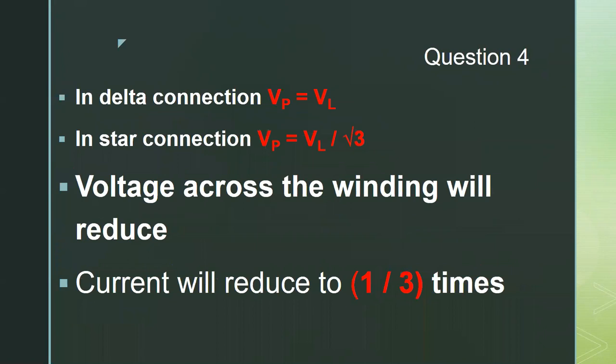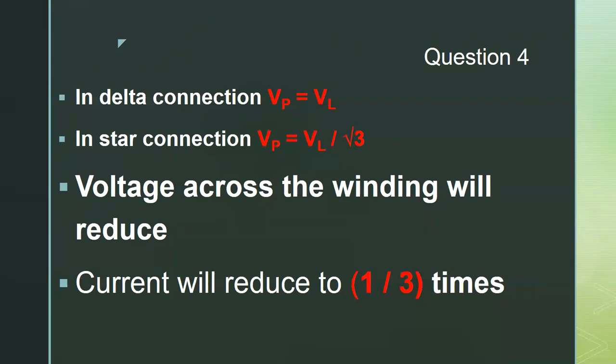So when you're taking the delta connection, what is the phase voltage and line voltage? In delta connection, phase and line voltage are the same. In star connection, phase voltage will be equal to VL by root 3. So it is reduced by 1 by root 3 times, so the voltage across the winding will be reduced. That is an important point.